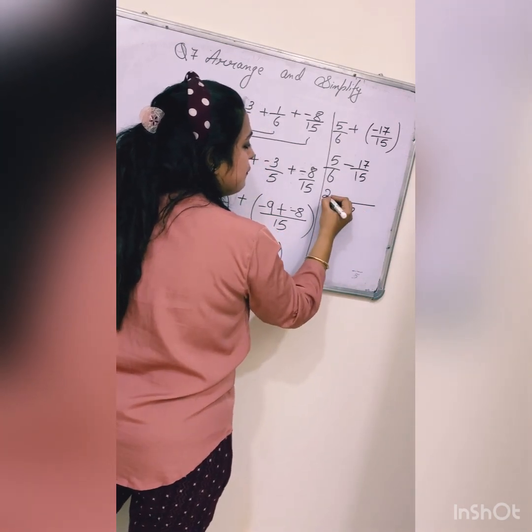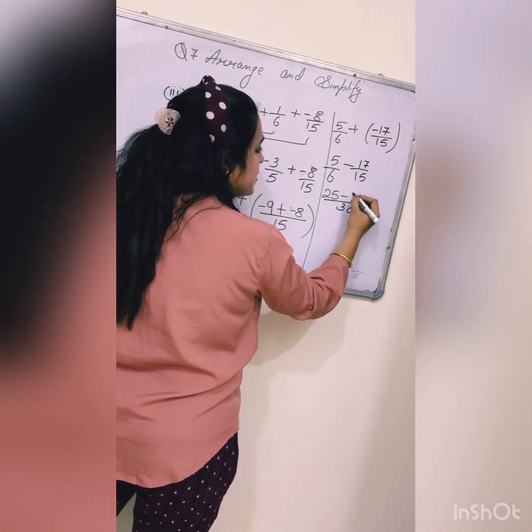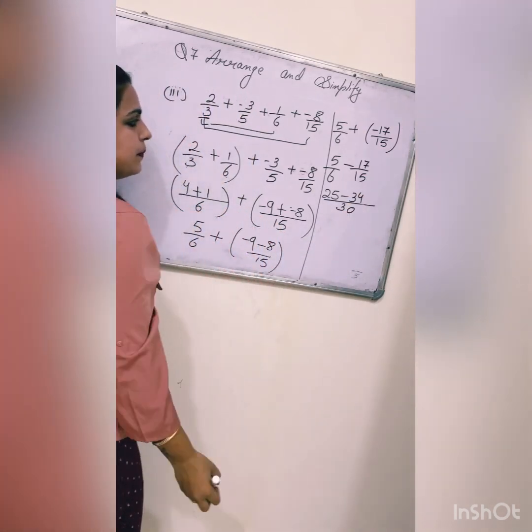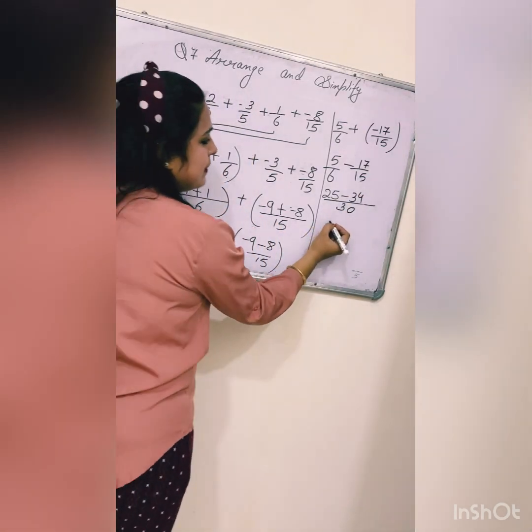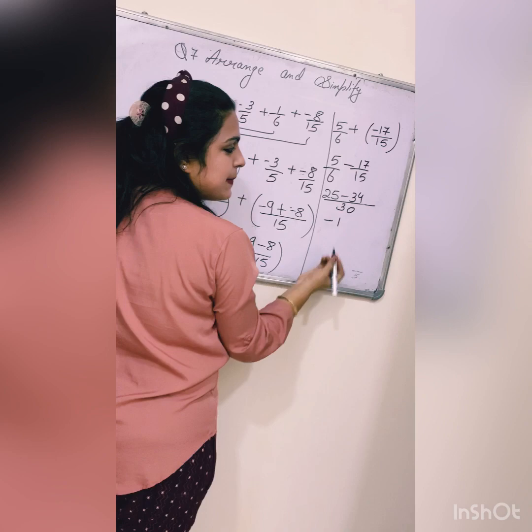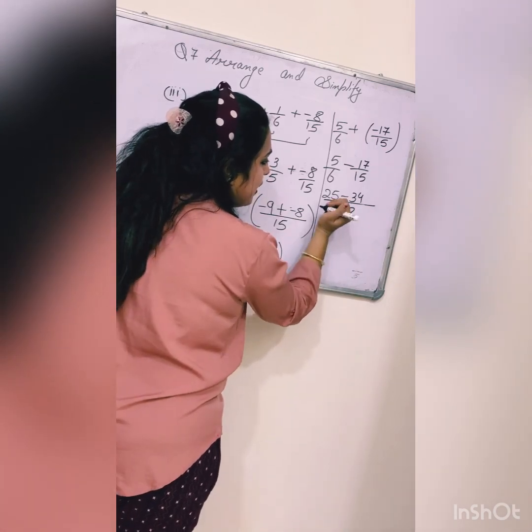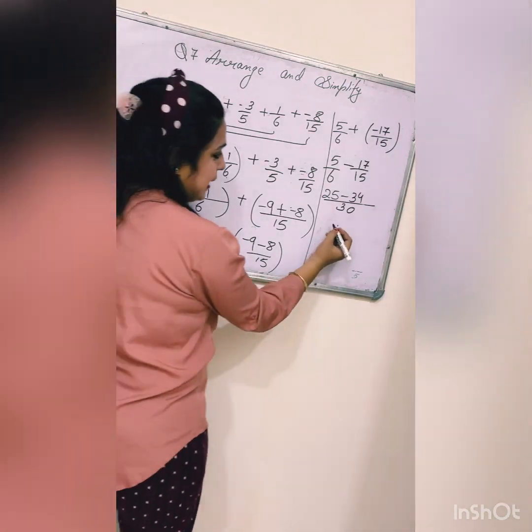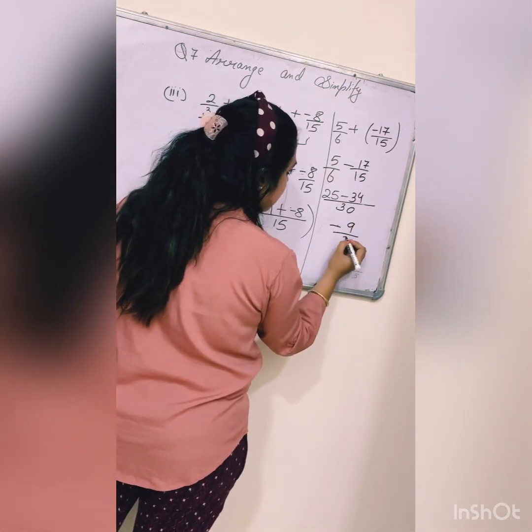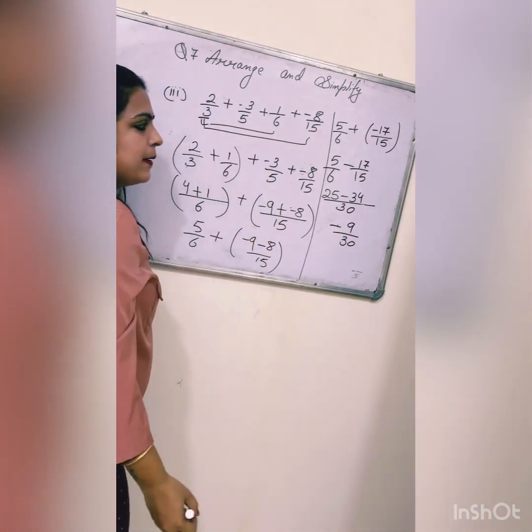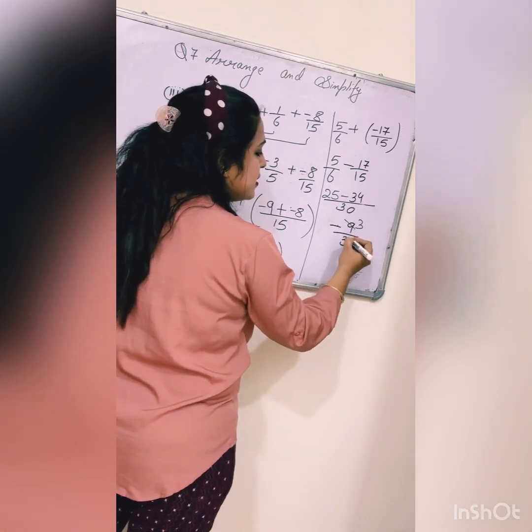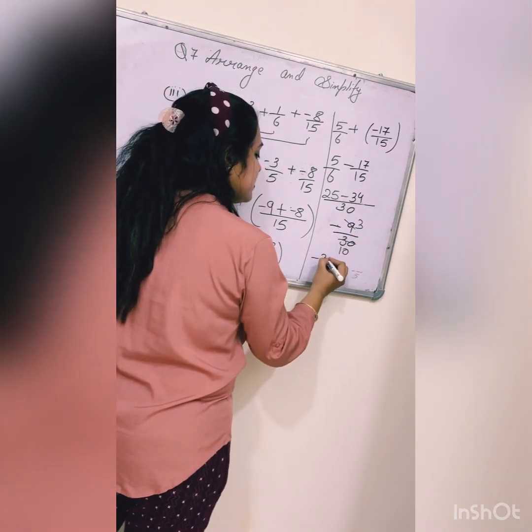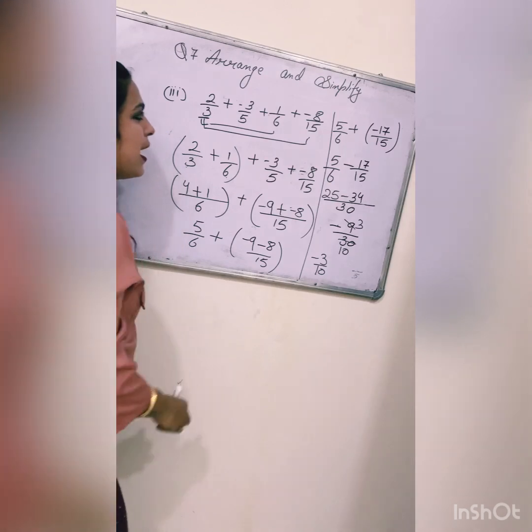6 5s are 30, 5 5s are 25, 15 2s are 30, this will be 34. So this will be minus, plus minus is minus. So the answer will be 34 minus 25. That will be minus 9 by 30. We can cancel it by 3. 3 3s are 9. So minus 3 upon 10 will be your answer.